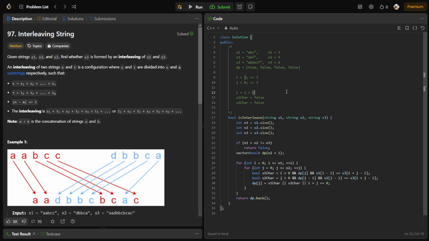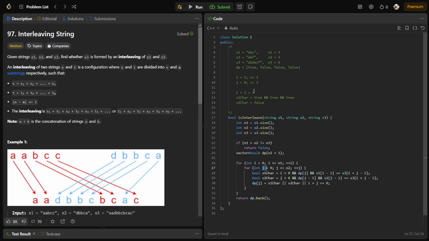Alright, now when i equals 2, this is true, and dp[i-1][j] is true here, and we have to check for this now. So s1[i], 2 minus 1 is 1. Is s1[1], b, equal to s3[1]? Yes, right, this is b as well. So this is true. Then we know dp[i][j] is going to be true as well, right?